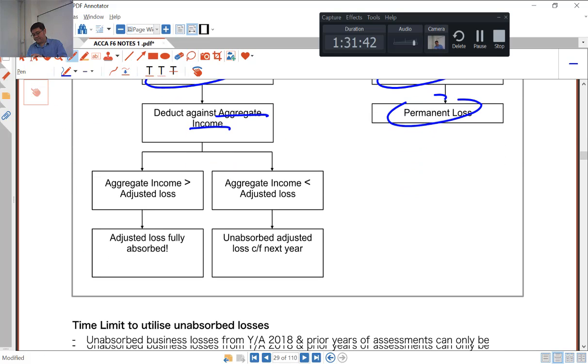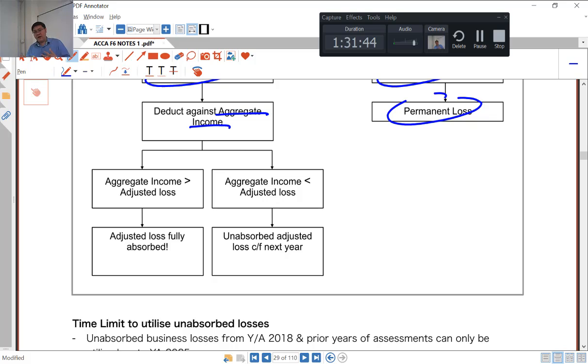Now, if your loss is not exceeding your aggregate, that means your aggregate is more than the loss. For example, like the first case, imagine my aggregate is 300,000. Now my loss is only 60K. Now you don't have a problem because 300 minus 60, you fully absorb the loss, it is done, finished, okay?